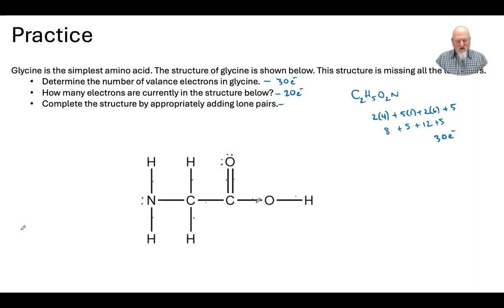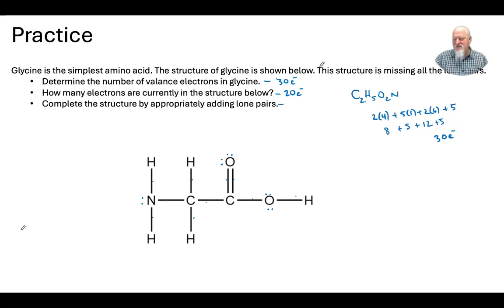This oxygen down here also has 2 bonds, except they're single bonds instead of a double bond. So that means it's got 4 electrons around it, so we're going to give it 2 lone pairs to give it a total of 8. If I count the lone pairs I've added, 1, 2, 3, 4, 5, I had 5 lone pairs, and each lone pair has 2 electrons. So we added 10 electrons, which is exactly what was missing.